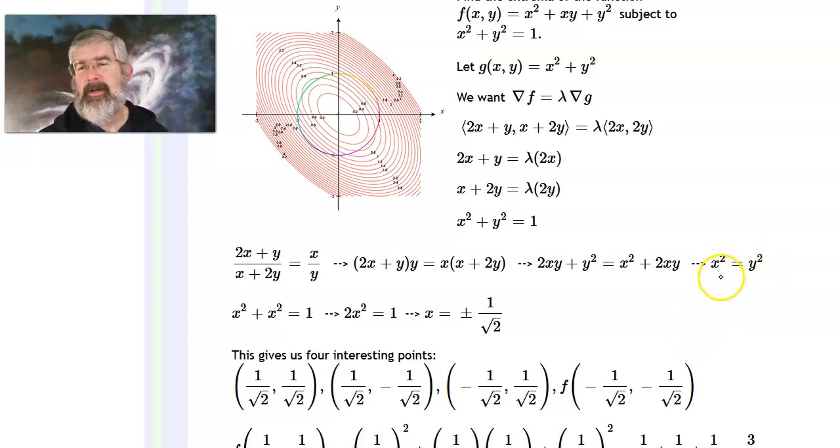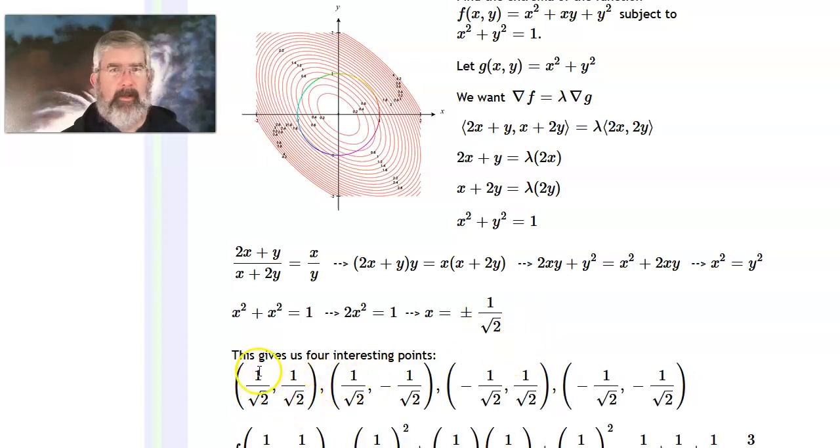Actually, this thing right here is to say that y equals plus or minus x, or x equals plus or minus y. So we're looking at where the line y equals x and the line y equals minus x hit my constraint curve. And it would be at 4 different points. And those 4 points are 1 over radical 2, 1 over radical 2 with both of them positive, or with one of them negative, or with the other one negative, or with both of them negative.